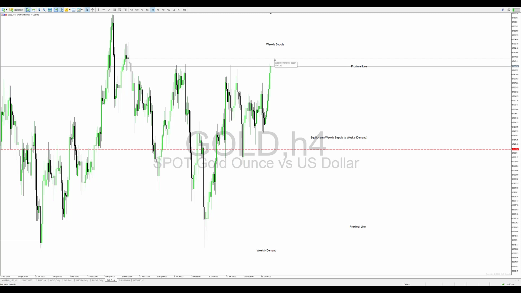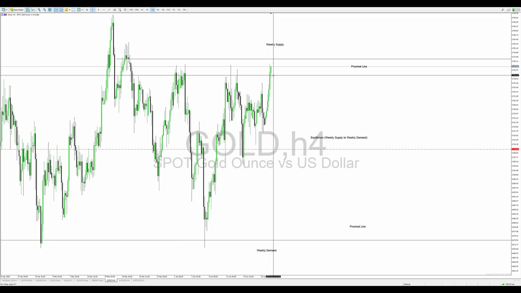But a breakthrough and close above, then you need to wait for price action to close below 1747 for you to hunt for short trades targeting this area here. So if you are going to short the precious metal from 1747, then 1710 is your ideal target, or 1720, that's your ideal target on the precious metal.